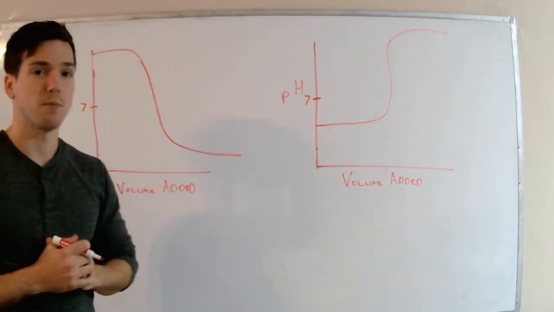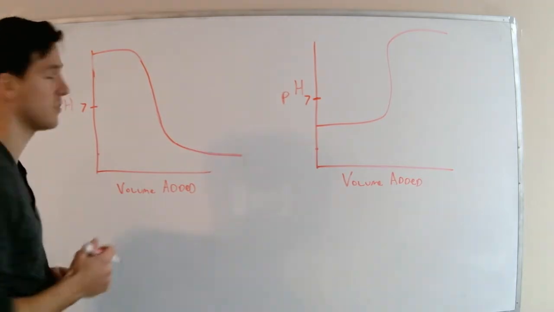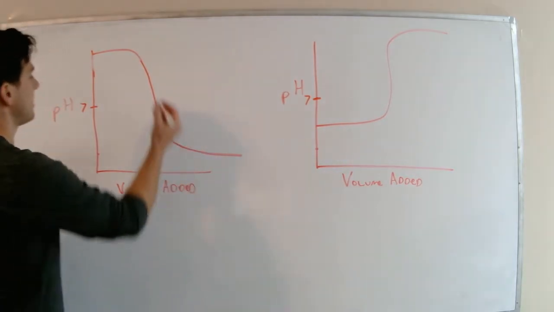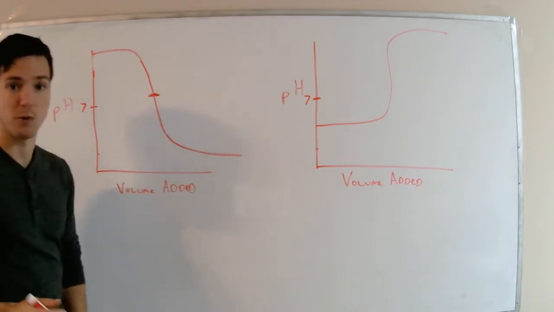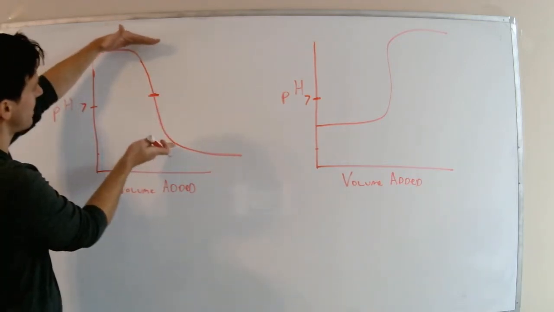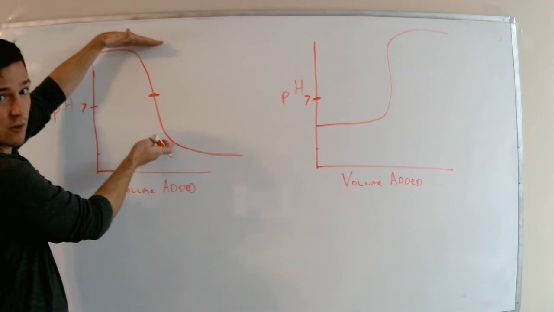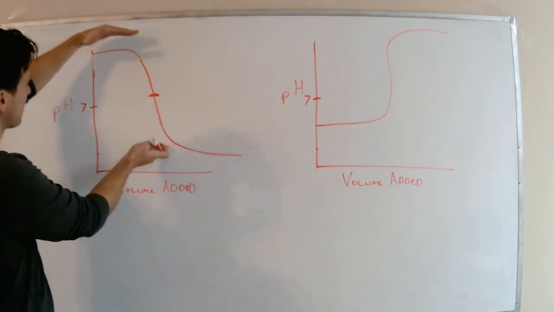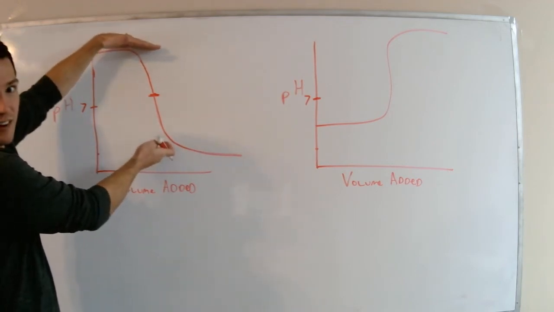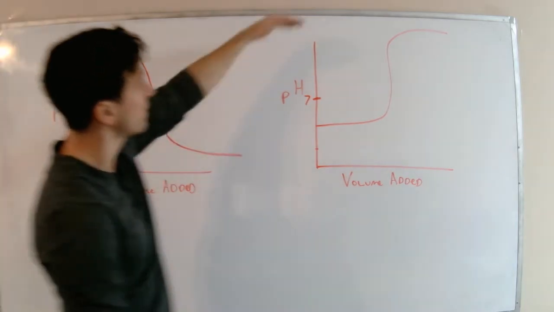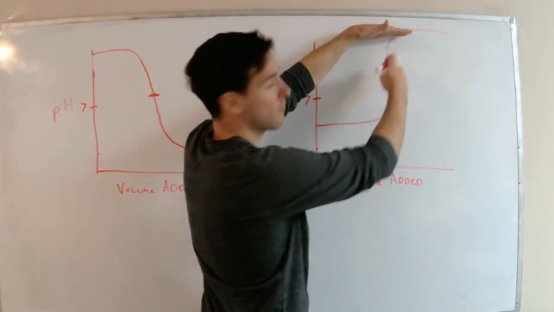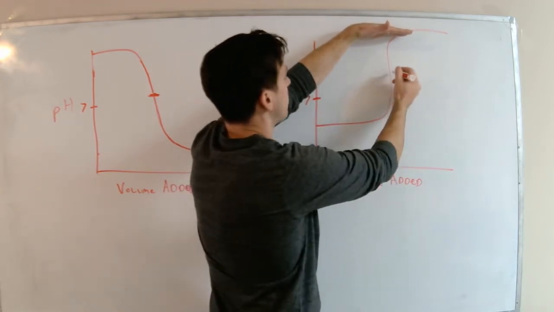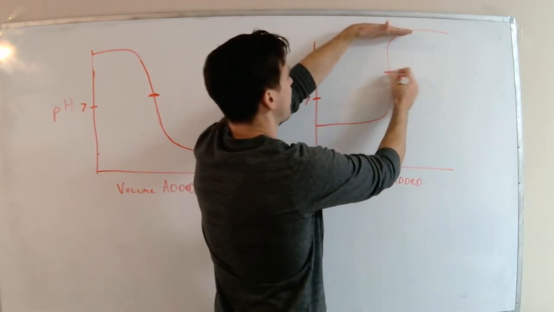The first most important thing that you have to be able to identify is the equivalence point. The equivalence point is just halfway down this downward slope. So the downward slope is somewhere right around here. If we're looking at this one, and we go halfway, the equivalence point is going to be right about there.